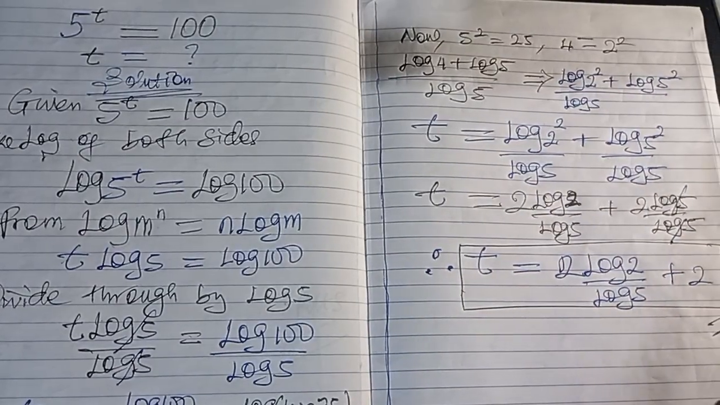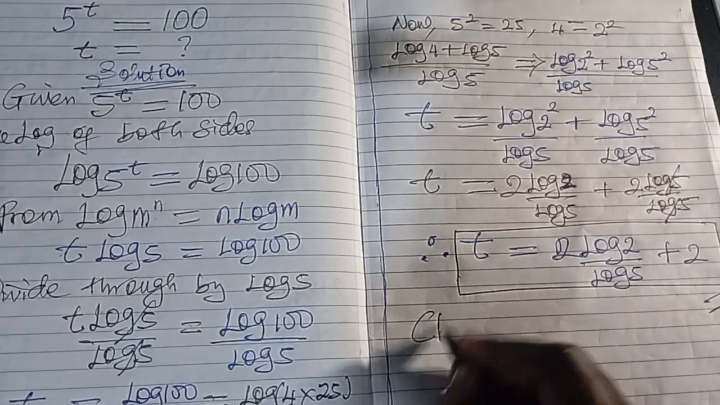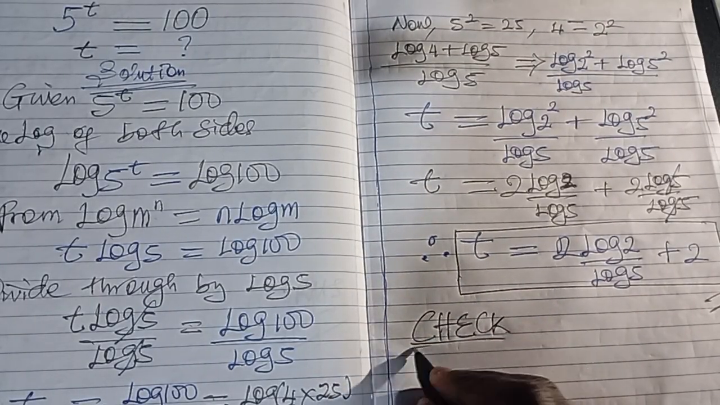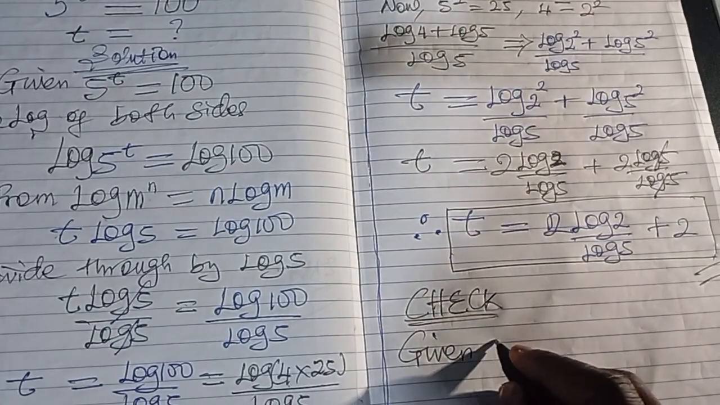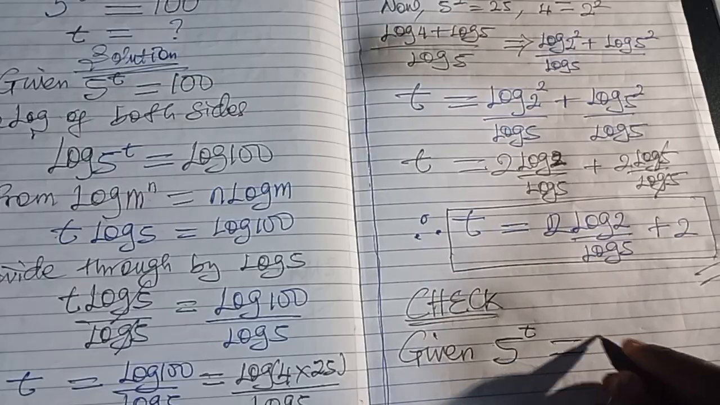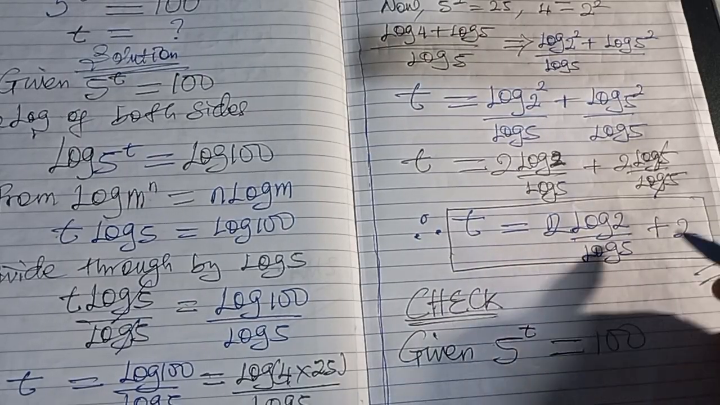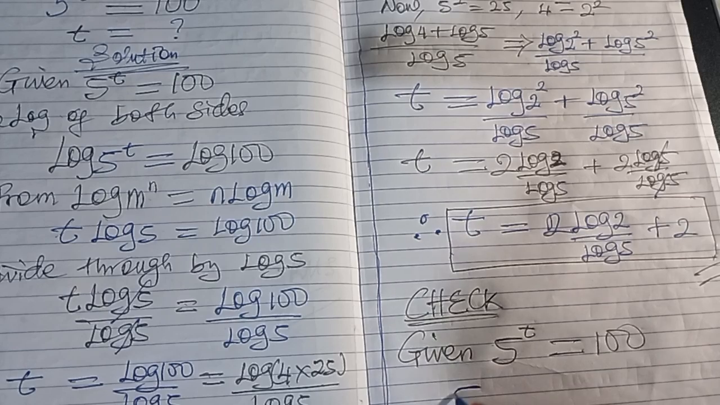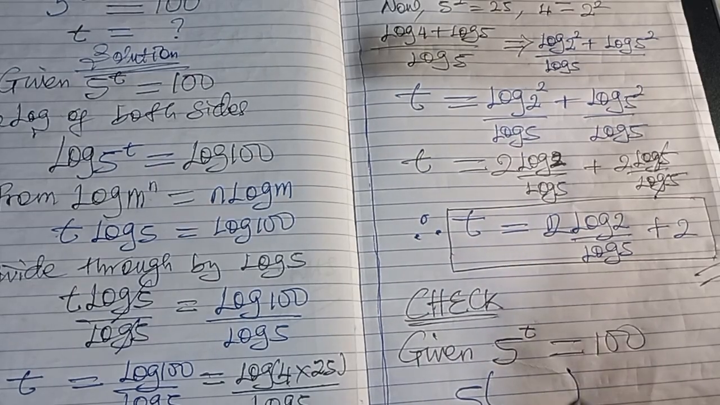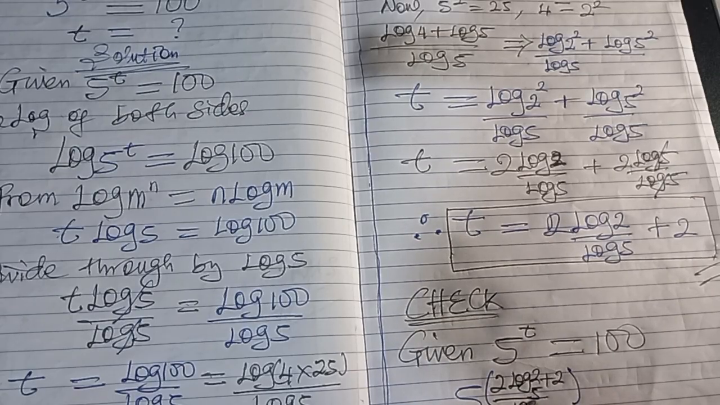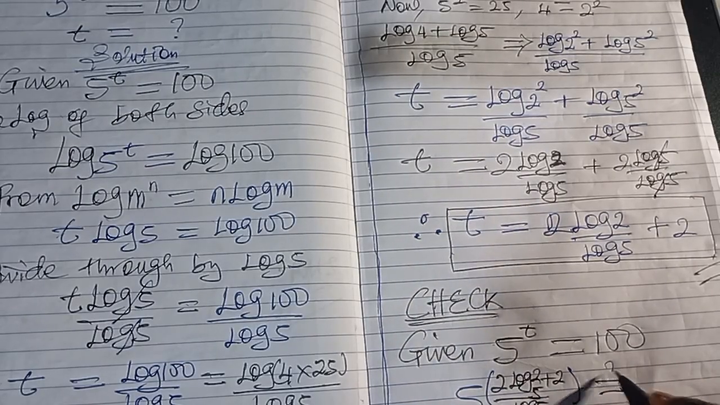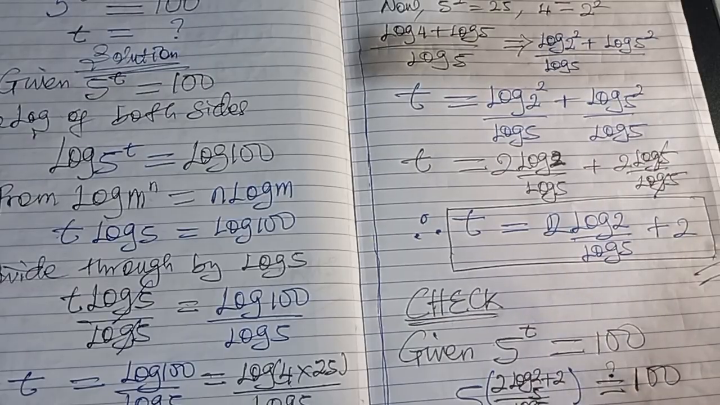Alright, now let's check. We were given that 5 raised to power t is equal to 100. But this is the value of t. This means 5 raised to power, in brackets, 2 log 2 divided by log 5 plus 2. Will it give us 100?